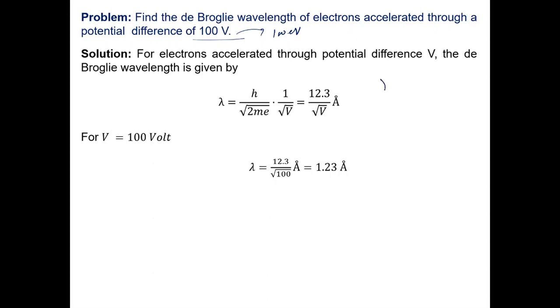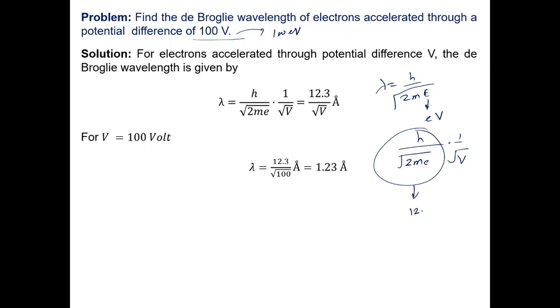So we have seen this formula, lambda equals h by root 2m times kinetic energy, and kinetic energy is nothing but eV. So this formula becomes h divided by root 2me into 1 upon root V, and we know this being a constant, which is 12.3. So we feed all these values back, and what we get is 1.23 angstroms, which is the same value which we saw in the previous problem.